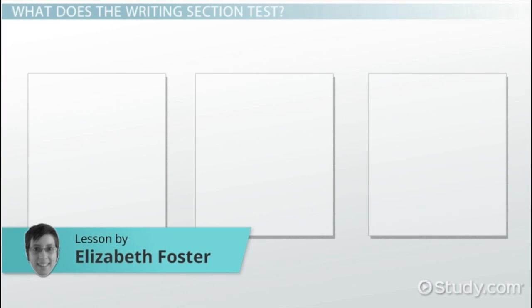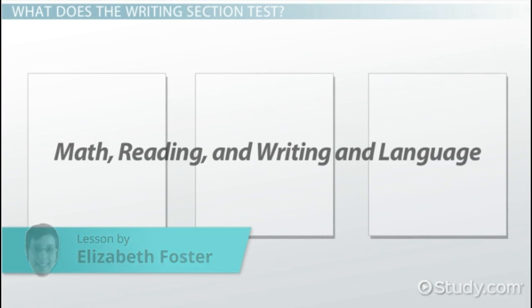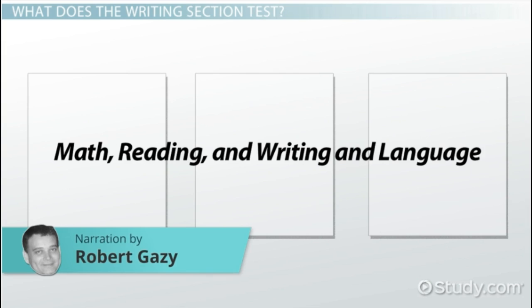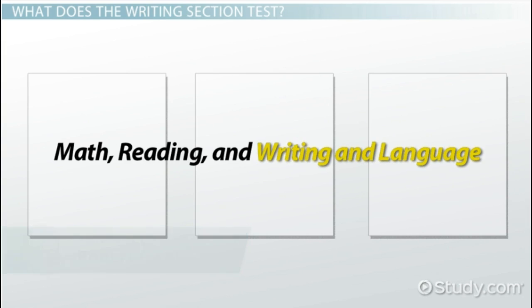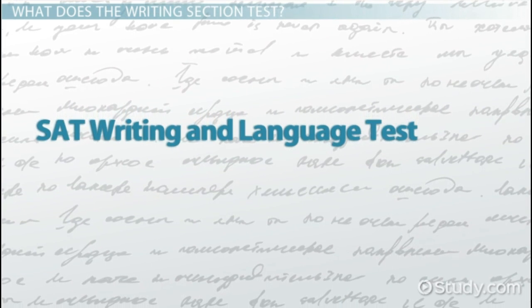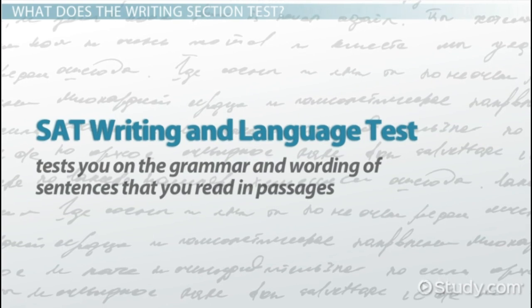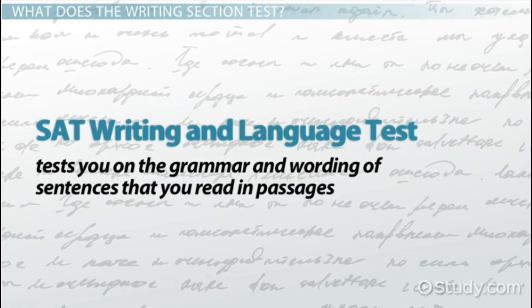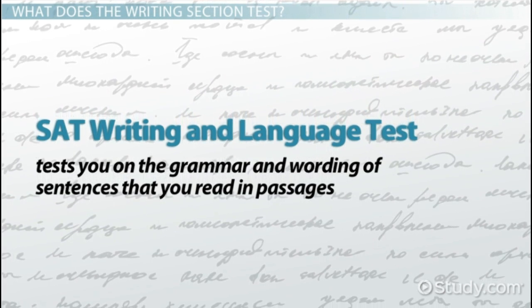The SAT is split up into three different tests: math, reading, and writing and language. In this lesson, we'll take a closer look at the writing and language test. The SAT Writing and Language Test is part of the evidence-based reading and writing section. It tests you on the grammar and wording of sentences that you read in passages.